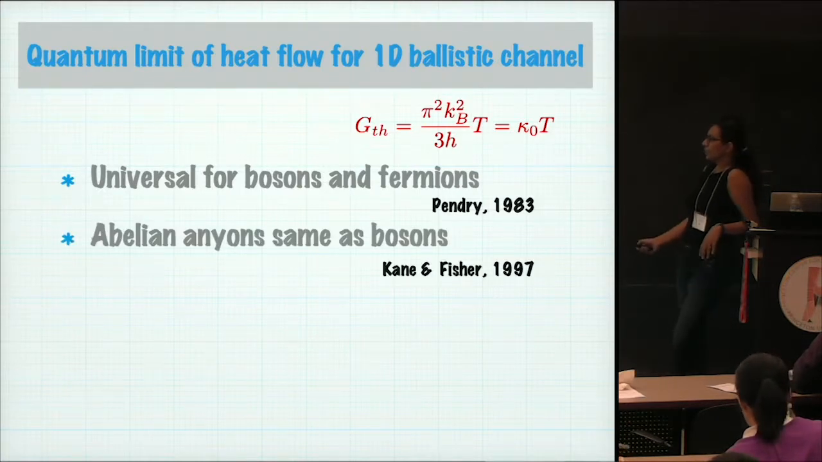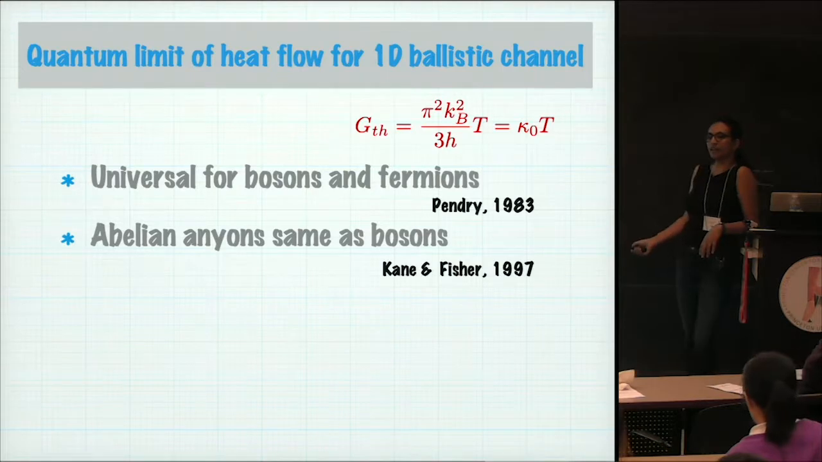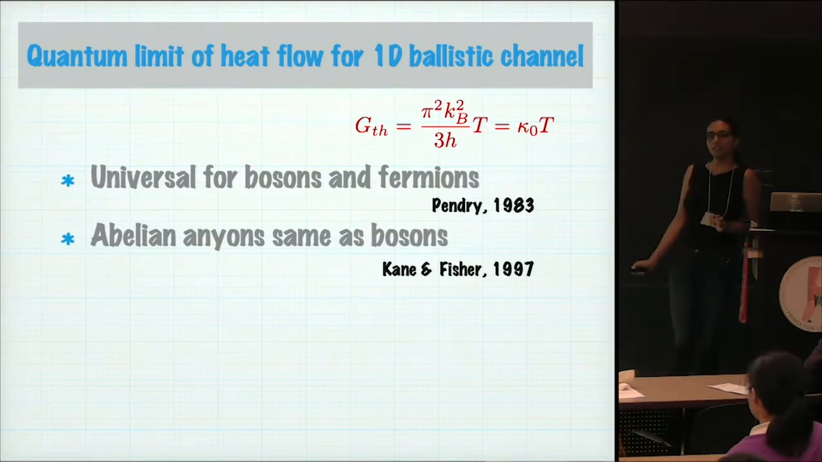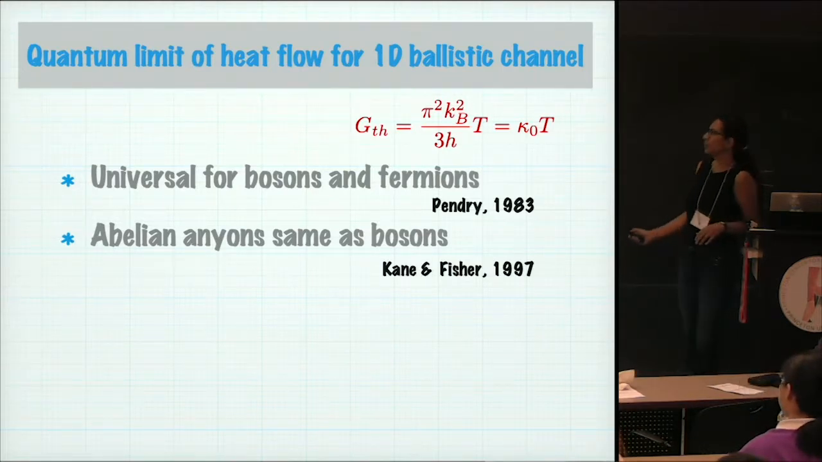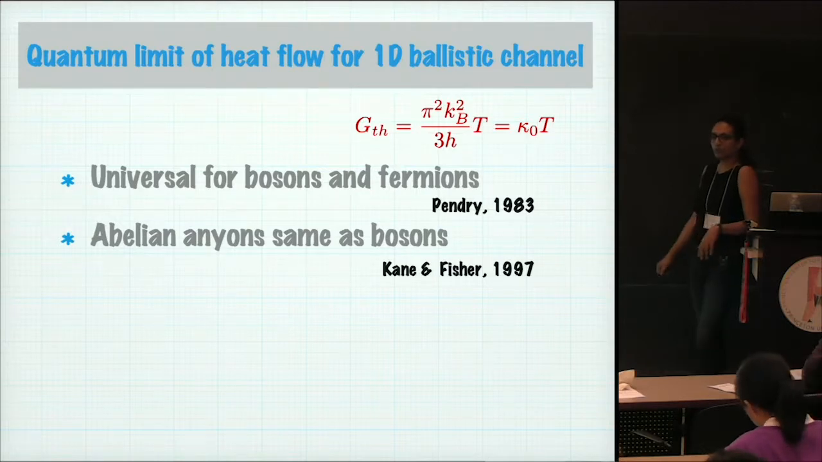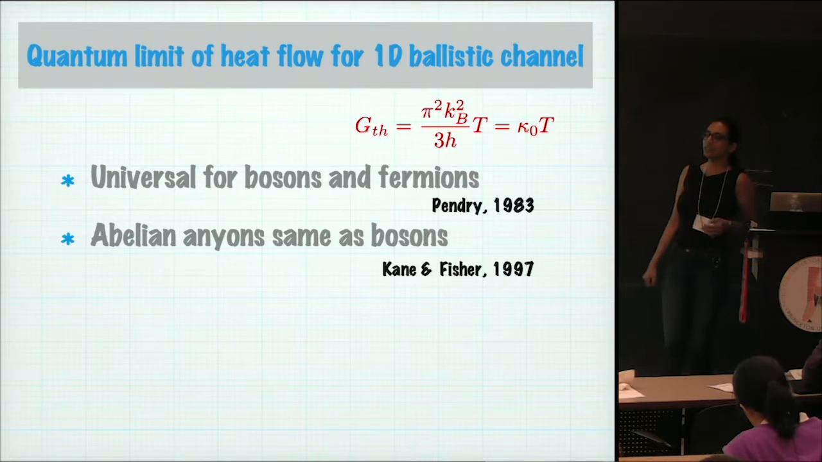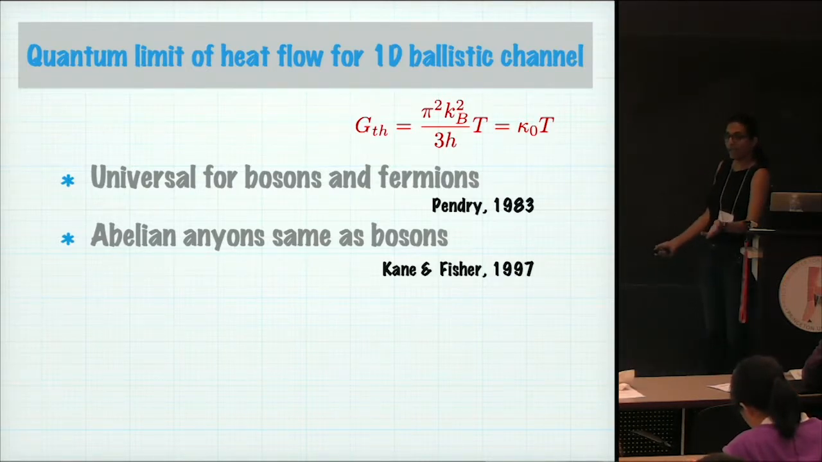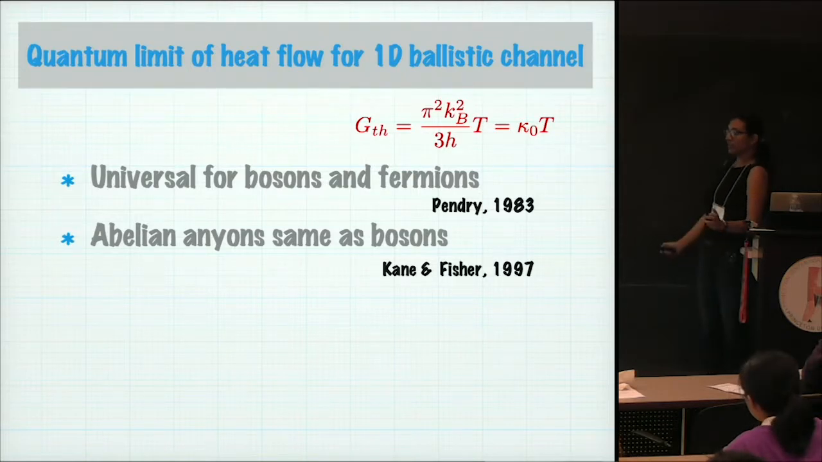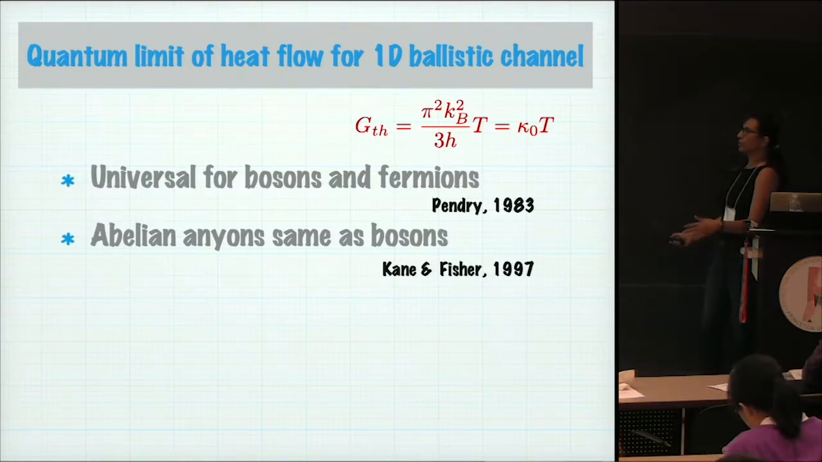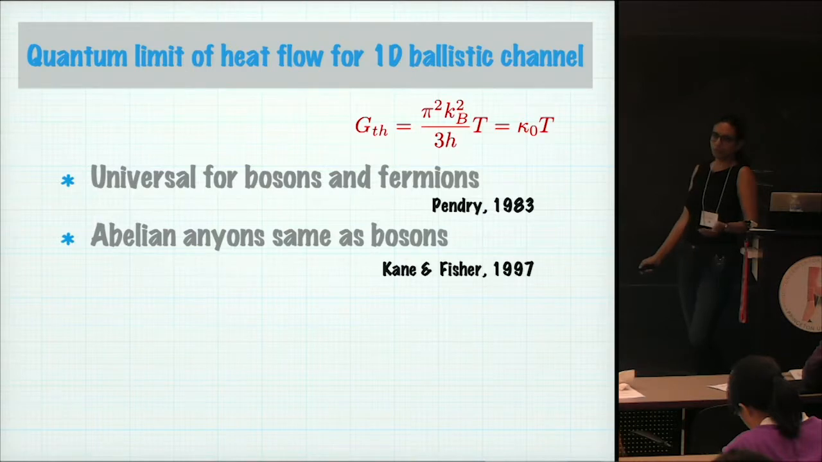And then Kane and Fisher, after quite a while, took this work further, and they proved that even for abelian anyons, namely for fractional charges, it should not be different from bosons or fermions. So all these Laughlin states that I said, the odd denominator states, are normal anyons, the abelian states, and they should also behave as if they are bosons or fermions.